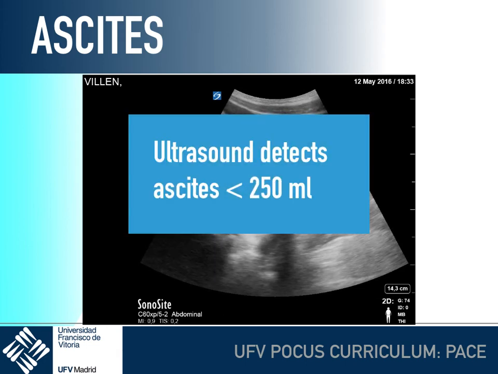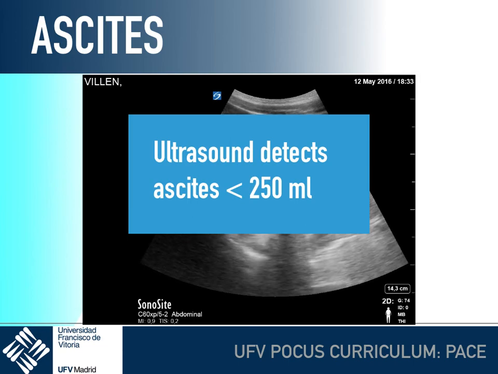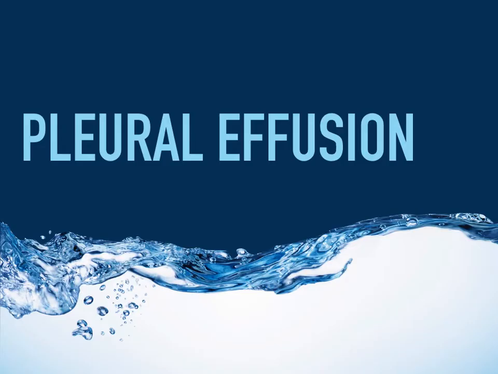Ultrasound is a really powerful way to detect free fluid inside the peritoneum, and it's able to detect ascites less than 250 milliliters. For assessing the pleural effusion is even easier.